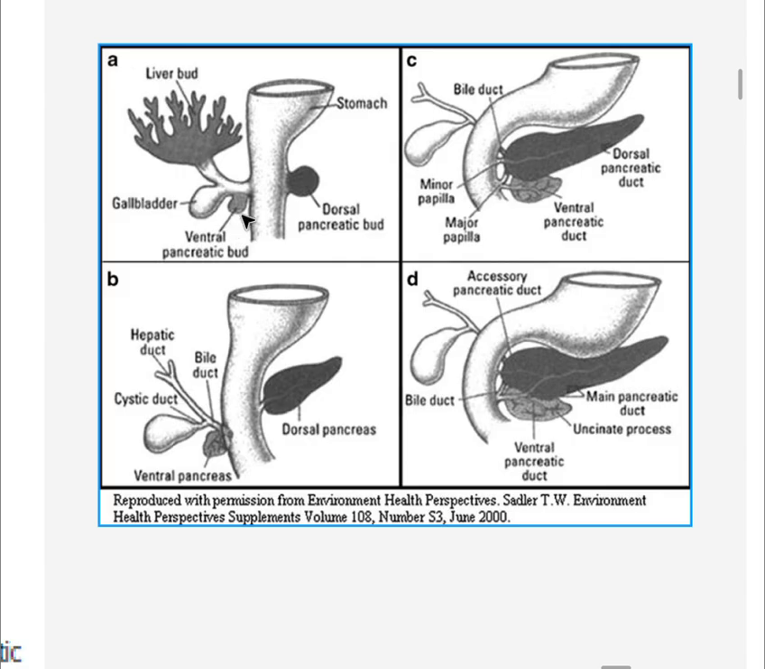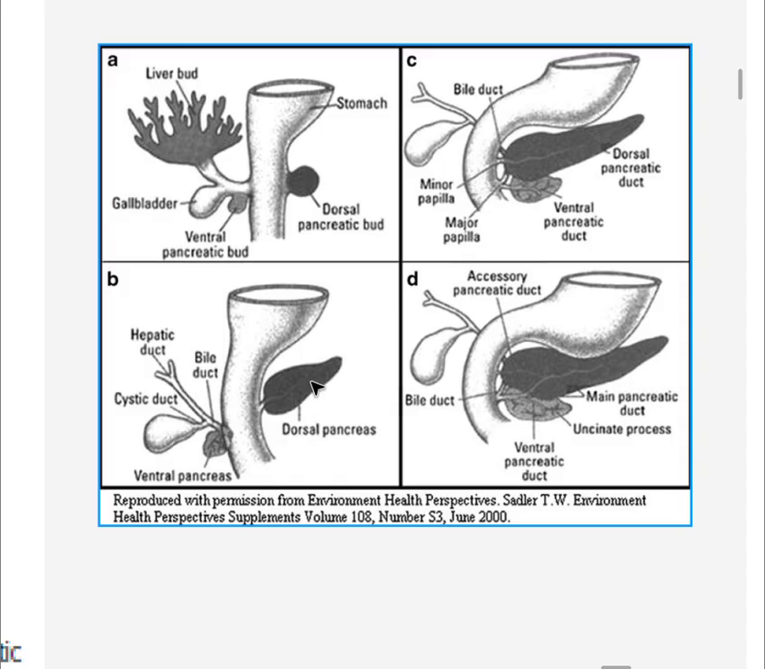Let's go back just one step. The dorsal pancreatic bud originates from the posterior foregut, whereas the ventral pancreatic bud originates from near the bile duct. So you can see the bile duct here. This is the bile duct, and near this bile duct is originating the ventral bud. This is the ventral bud and this is the dorsal bud. The dorsal bud creates the dorsal pancreas. The ventral bud creates the ventral pancreas.